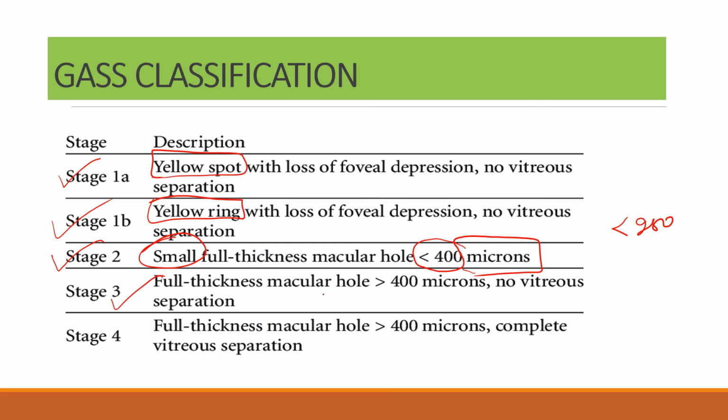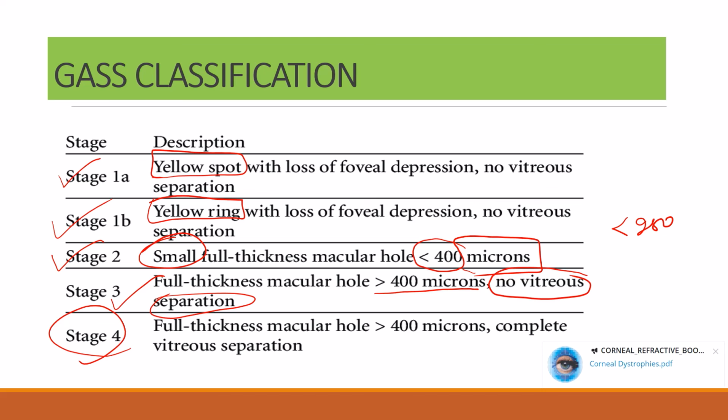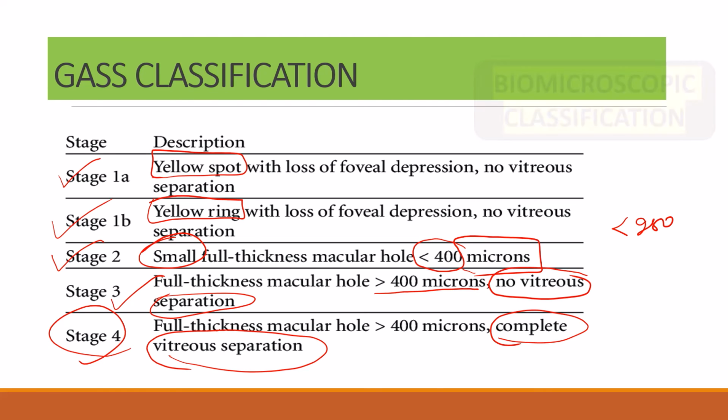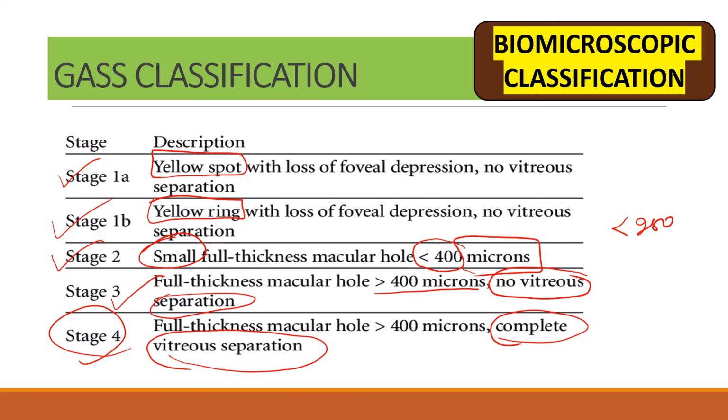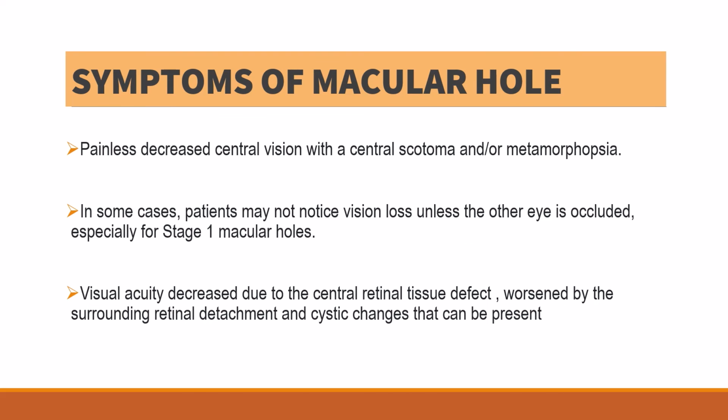Stage 3 is a full thickness macular hole more than 400, but here you can see no vitreous separation. What he means here is no complete vitreous separation. Stage 4 is a full thickness macular hole more than 400 microns, but there is complete vitreous separation. That means vitreous has been separated even from the optic disc. So this was basically a biomicroscopic classification.